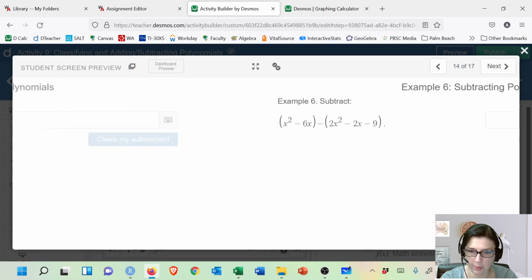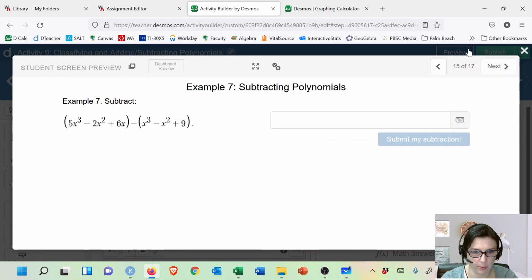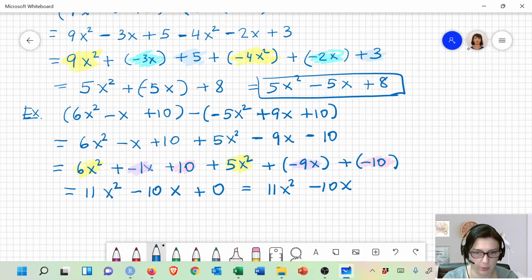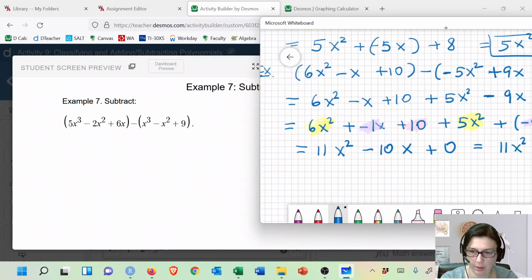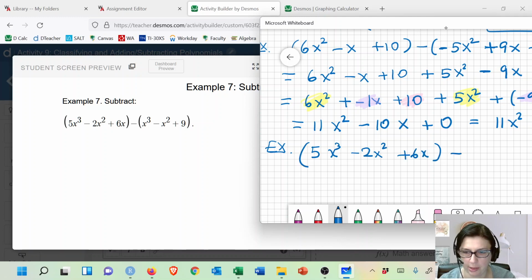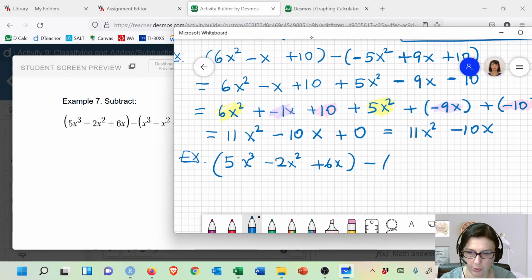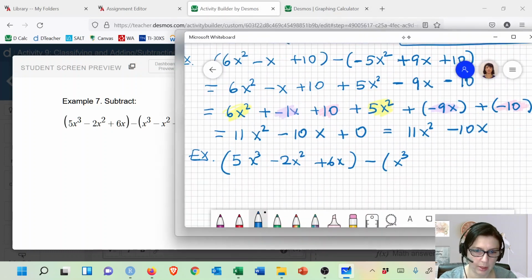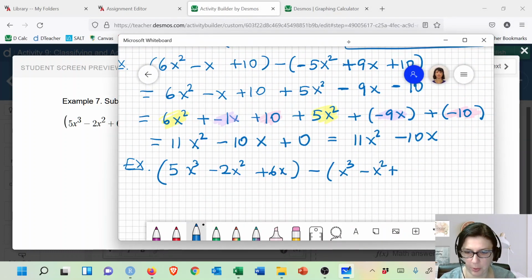Okay, so maybe, just maybe, one last one. Okay, how about this one? So we'll just do that one very quickly here. And the reason why I want to do this one is sometimes you don't have like terms to simplify. So I just wanted to show you that there is an example like that. So we've got x cubed, then I have minus x squared and plus 9.